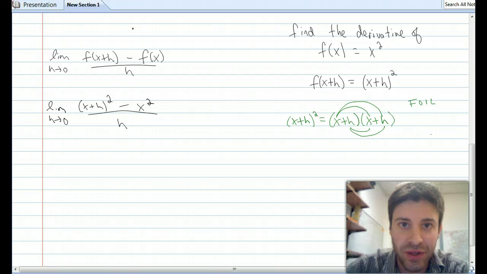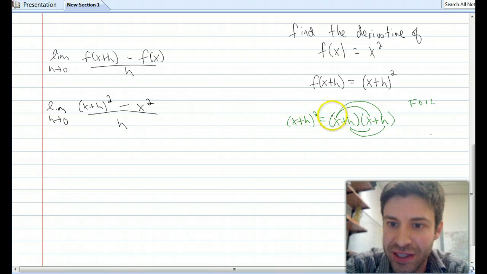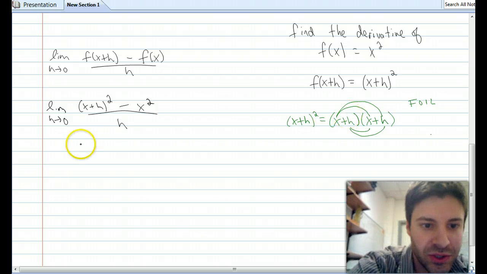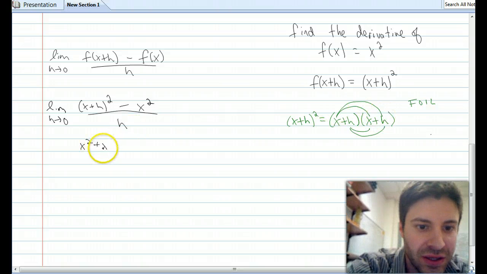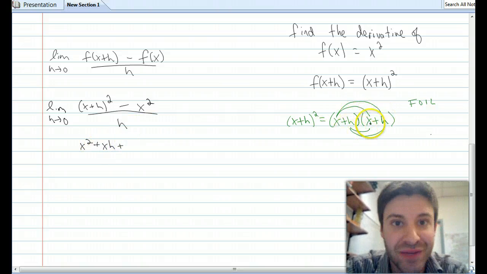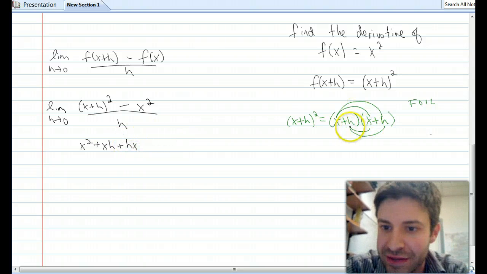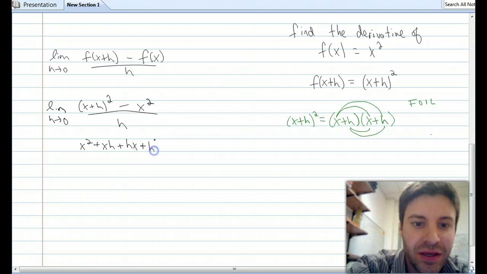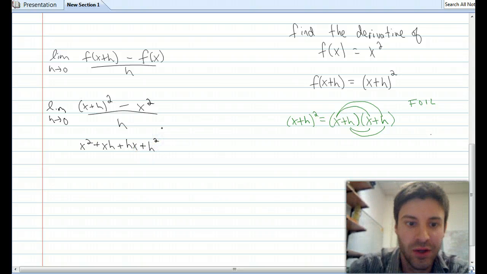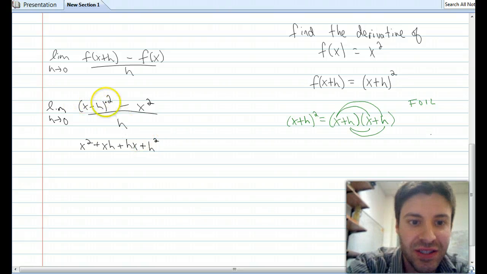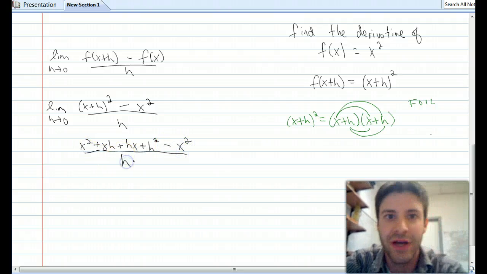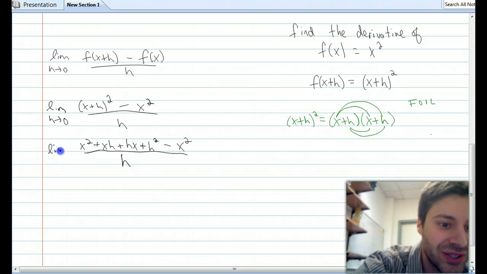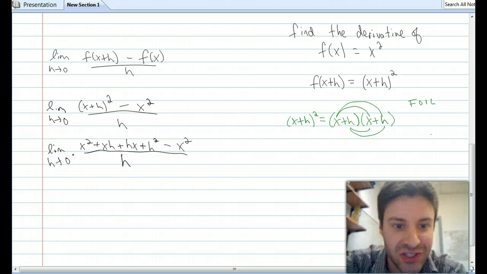So if we FOIL out our x plus h squared, that's going to give us x times x, which is x squared. That's going to give us x times h, which is xh. It's going to give us h times x, and it's going to give us h times h, which is h squared. Now, those four terms that I just copied down is just this thing in parentheses squared. We still have to copy the rest of it down. So don't forget you still have a minus x squared, and you still have a divided by h. And as usual, we have a limit as h goes to 0.